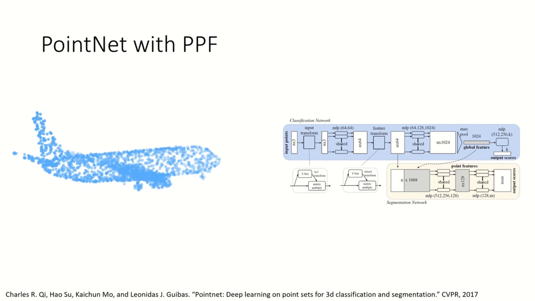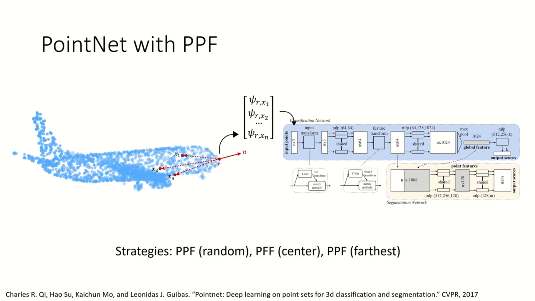Next, our idea is to incorporate PPF into existing models. Here is the pipeline of PointNet. It takes spatial coordinates xyz as input, and we want to change this into PPFs. So we first sample a reference point in the point cloud. Then we calculate the PPF of every point in the point cloud with respect to this reference point, and we use this as input featurization, replacing the original xyz coordinates. For choosing the reference point, we tried a randomly sampled point, the center point of the point cloud, and the farthest point from the center.